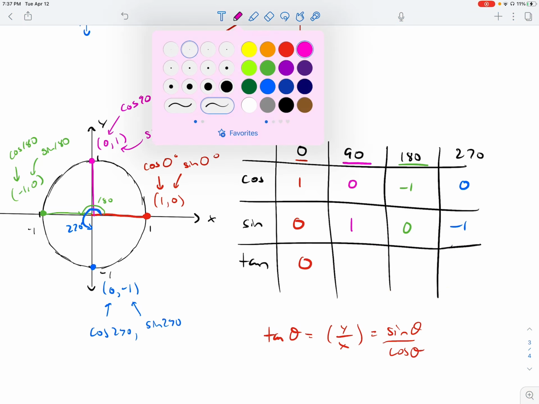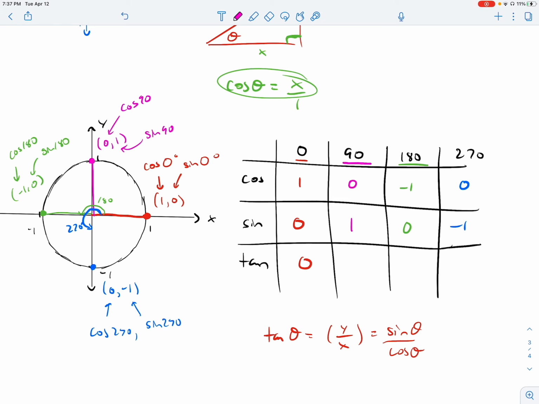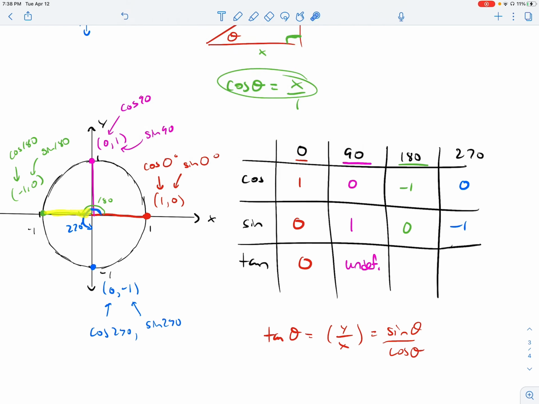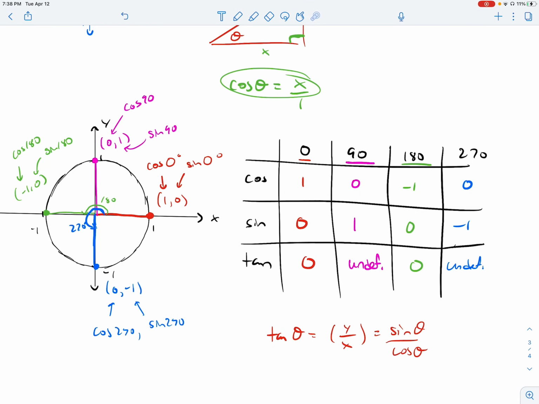So 90 degrees. Sine is 1, cos is 0. 1 over 0, that's undefined. Let's take a look at the unit circle. What's the slope of this vertical line? Well, the slope of a vertical line is undefined. Moving on to 180. What's the slope of this line? Well, it's just 0. Okay, how can I tell? We'll do sine over cos. 0 over negative 1 is 0. And tan of 270, our last one. Okay, what's the slope of this line? Well, it's vertical, it's undefined. Also, if you try to do negative 1 divided by 0, also undefined.